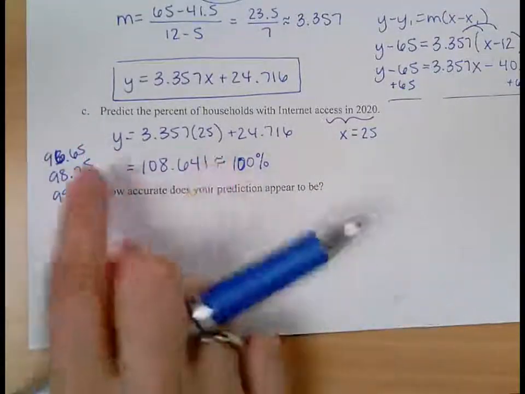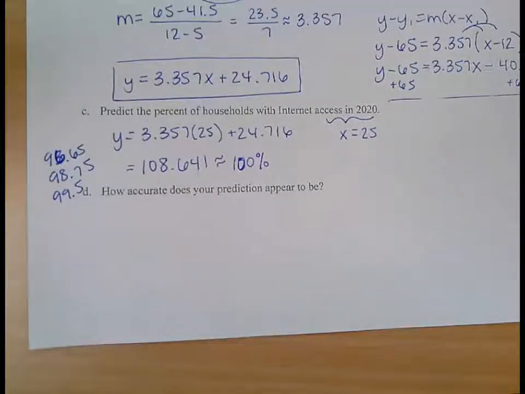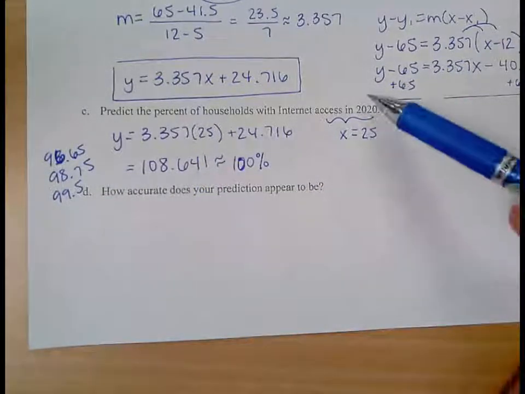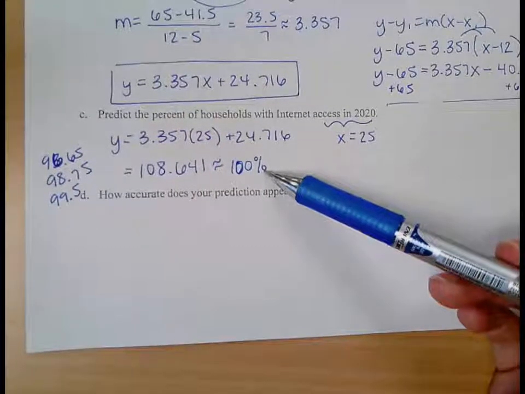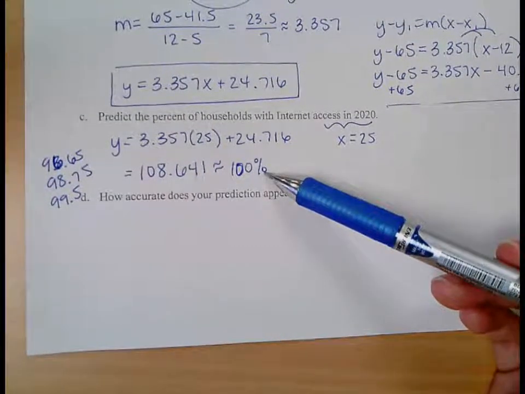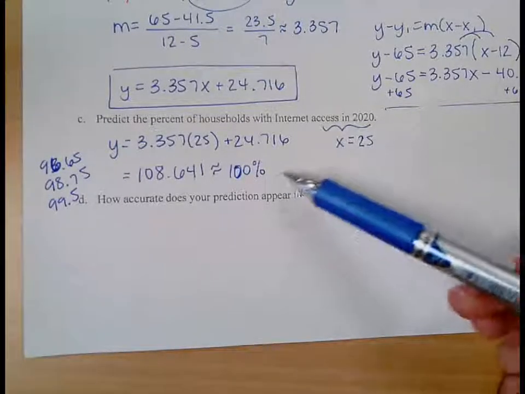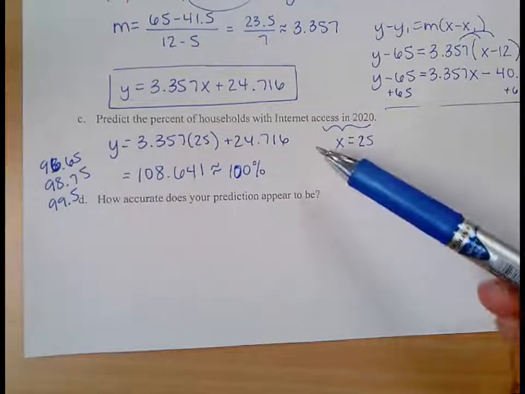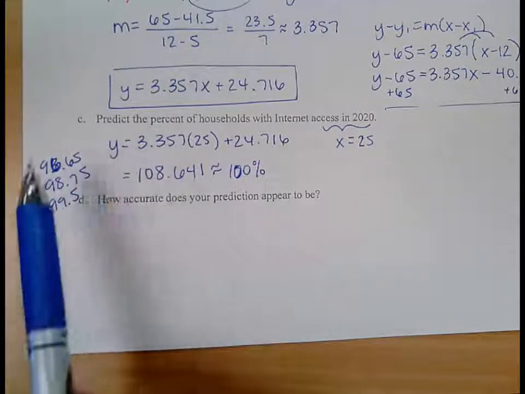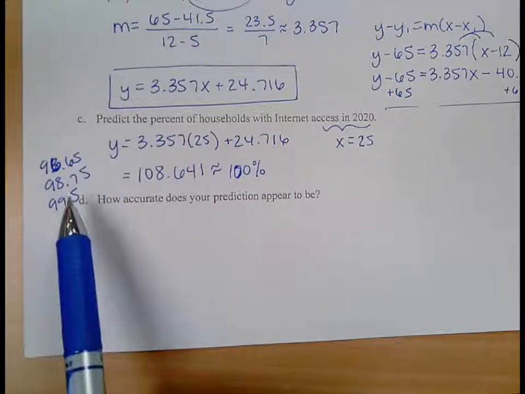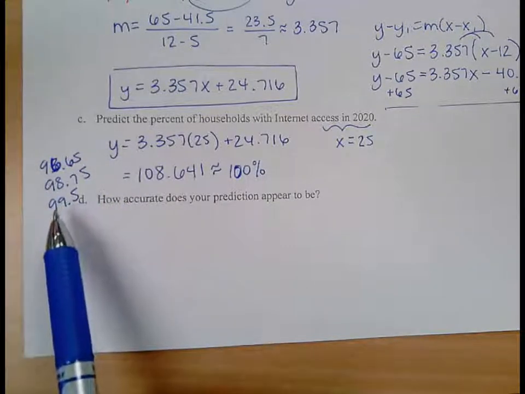So then, looking at all of these predictions, it says, how accurate does your prediction appear to be? Do you think it's pretty accurate that close to 100% would have internet access in the United States in 2020? Does it make sense to say 100% will have it? Probably not. We can't guarantee that every single household in the United States in 2020 will actually have internet access. There's still households now that don't have internet access, and we're pretty close to 2020. So I would say your prediction equation would be more accurate because you didn't quite get 100%.